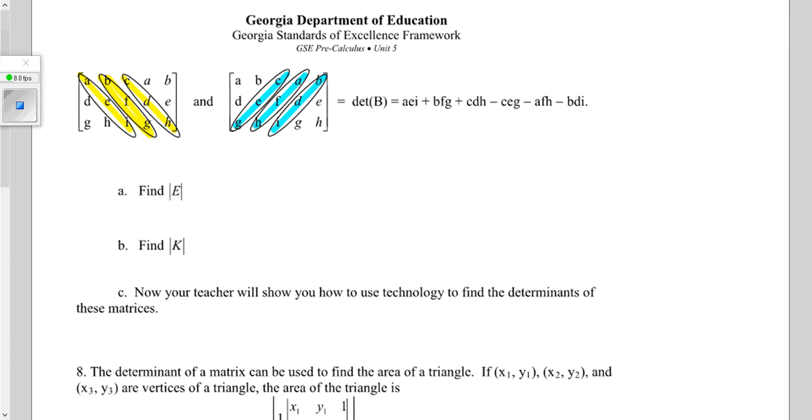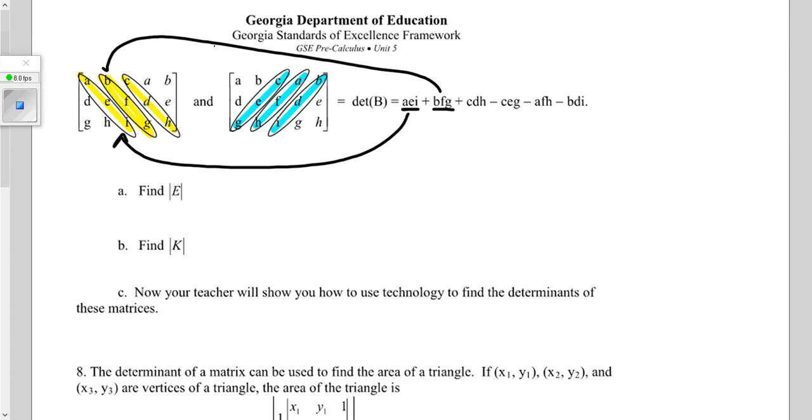So you can see this whole thing right here is a formula. It's a very long formula, I understand, but keep in mind, this would be a bonus on the test because it's something going past what we're required to do in pre-cal. But this first little bit, AEI, is that first diagonal that you circled. BFG is the second diagonal you circled, so on and so forth. So CDH is the third, and then we're done with the yellow highlights.